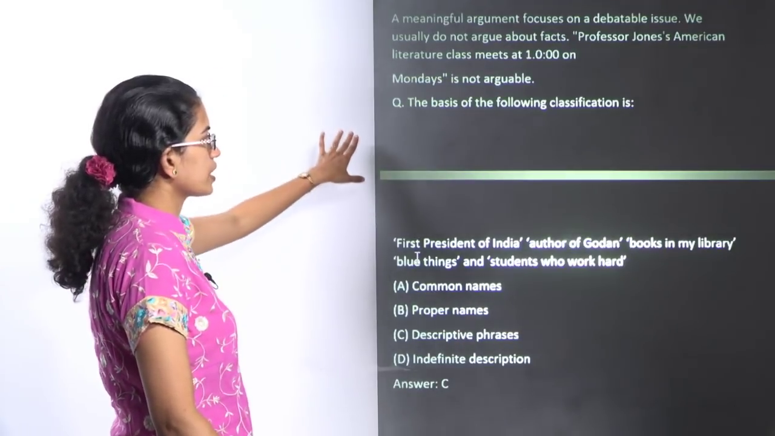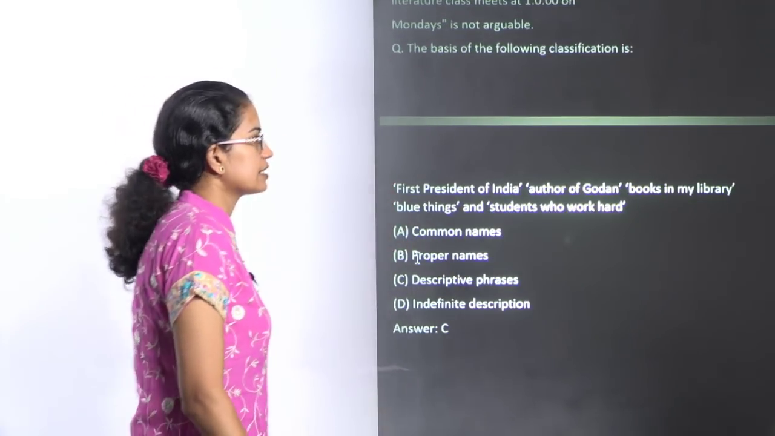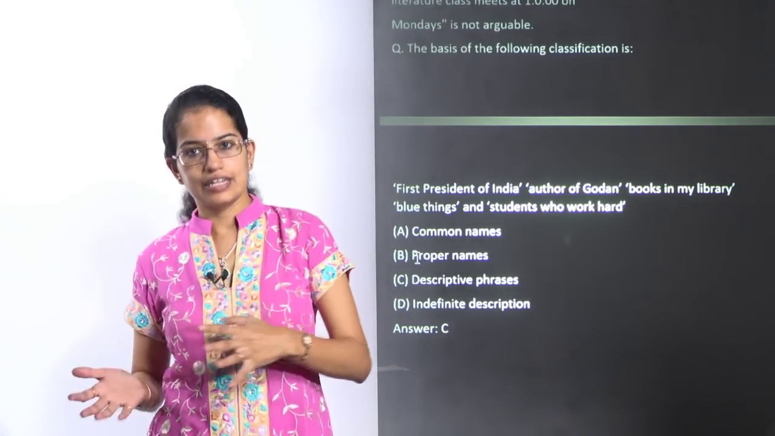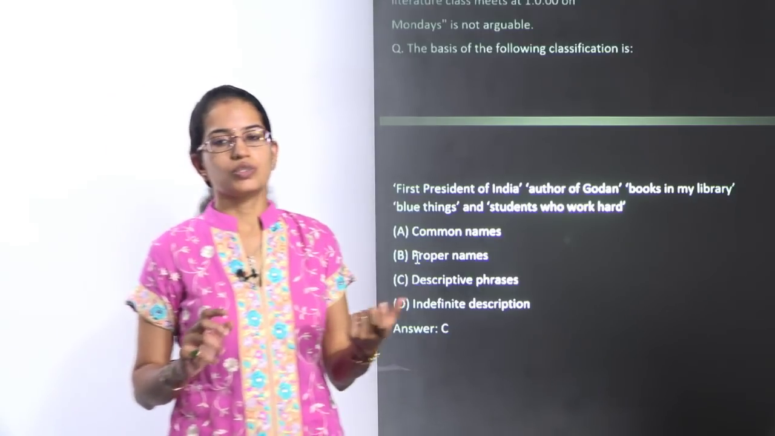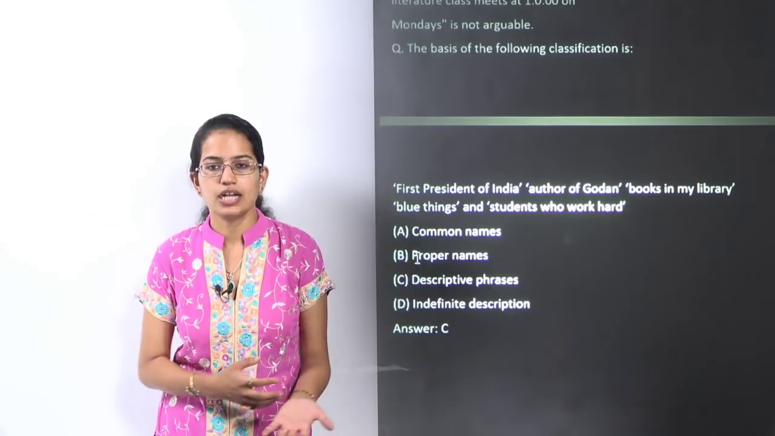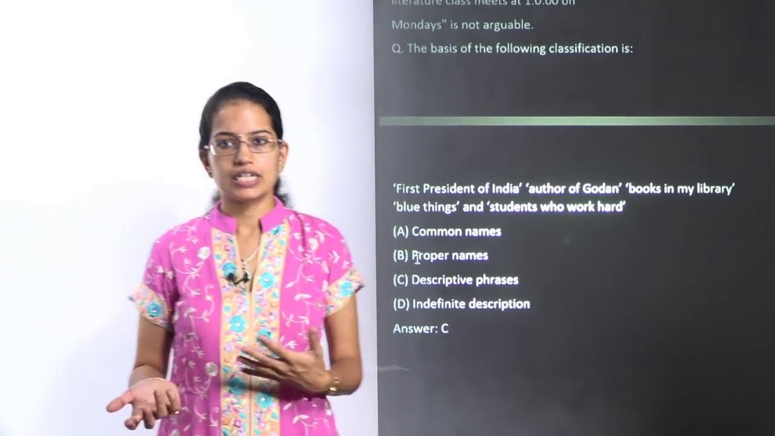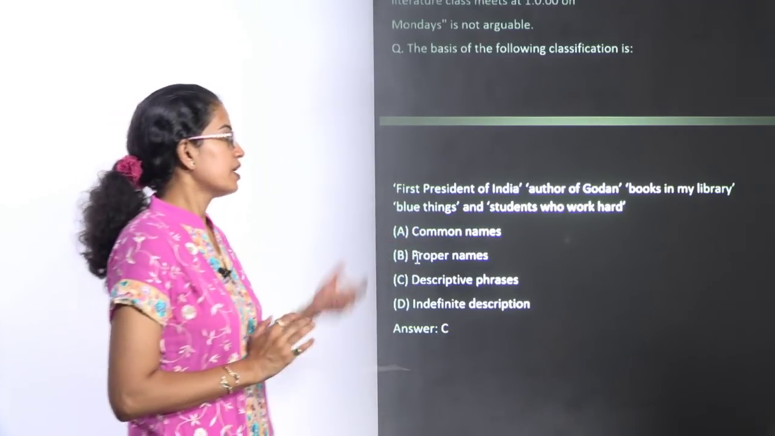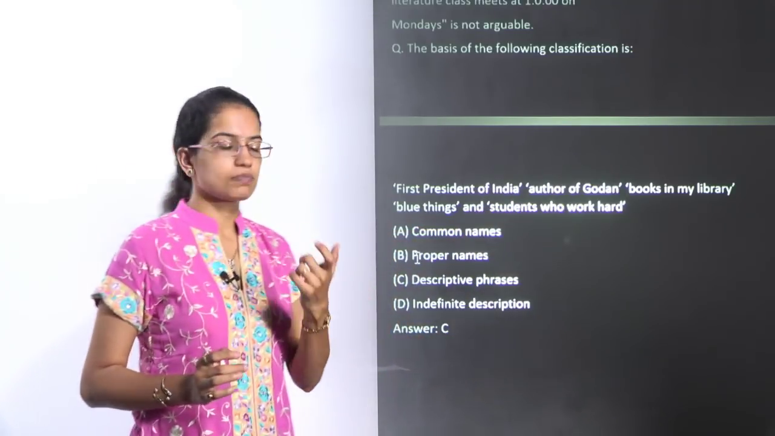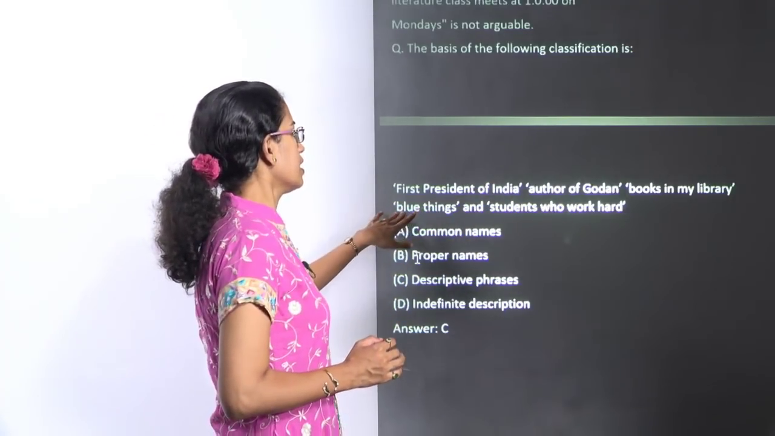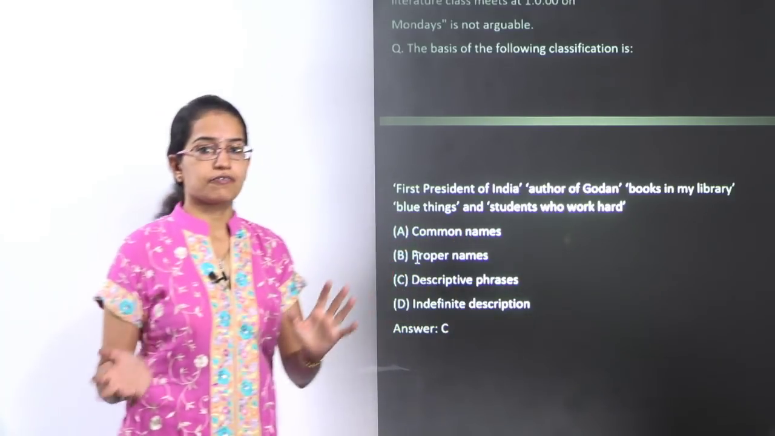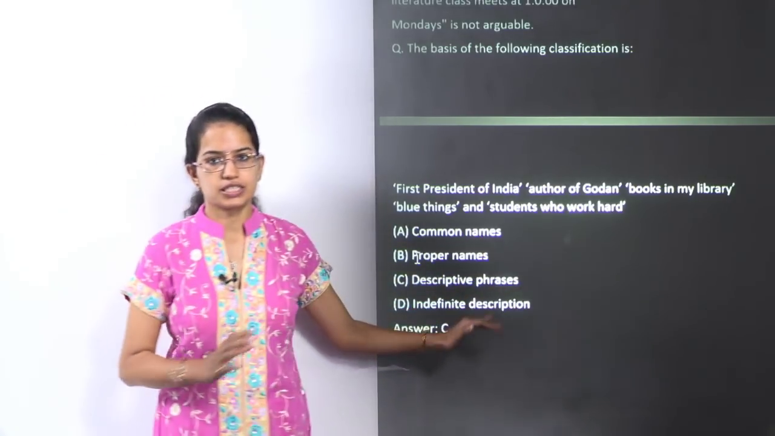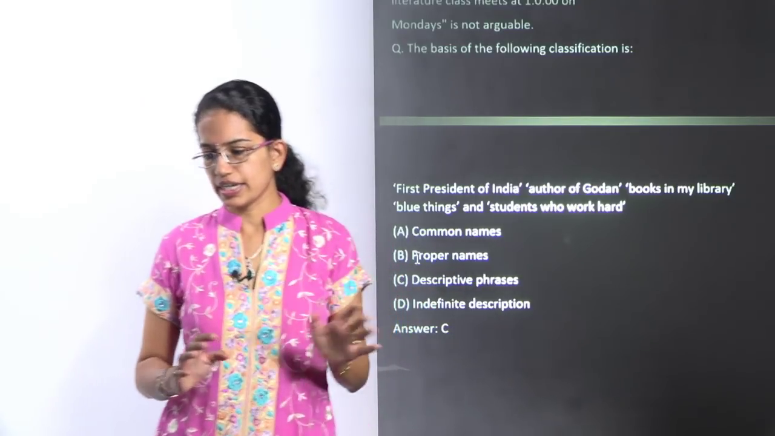The next is, which of the following classifications is it? Under the types of description, the theory of description in logic, we have definite and indefinite. Definite ones are those which have 'the', similar to articles, where you have 'the' as a definite article and 'a' and 'an' as indefinite articles. When I say first president of India, that is a fixed person. Author of Godan, a fixed person. Books in my library, blue things, students who work hard are indefinite. But all of those are part of description. These are all descriptive phrases, so descriptive phrases would be the correct answer in this case.